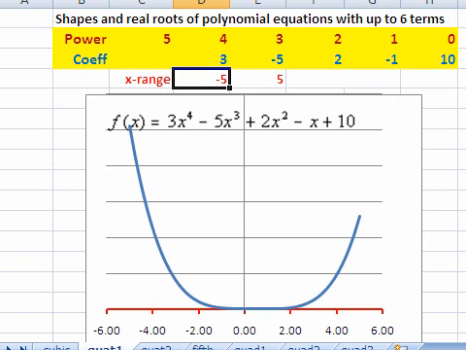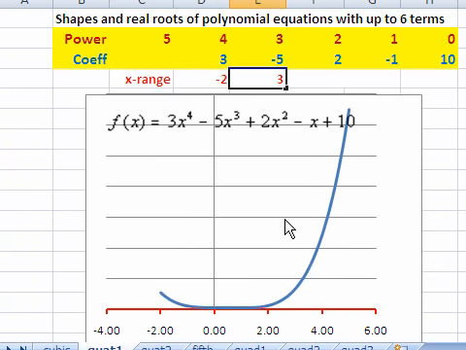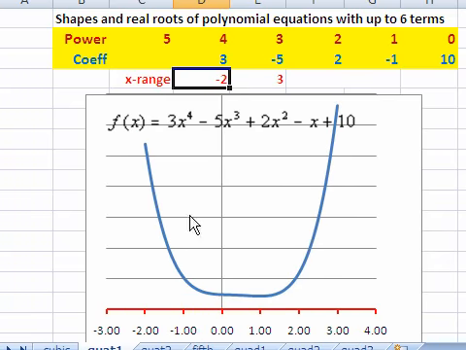But the interesting part is right around here. It's between -2 and +3. Let's look at that part. Zoom in, -2 to 3. And there it is. It never touches the red line. There are no real roots to this equation.